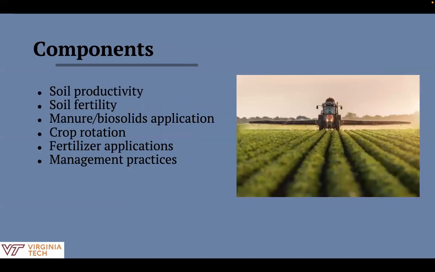There are multiple components of a nutrient management plan. There are 6 listed here. These components are soil productivity, soil fertility, manure and biosolids application, crop rotation, fertilizer application, and management practices. Each component is equally important to get the optimal benefits out of a nutrient management plan. We will discuss each of these individually as we move through the slides.